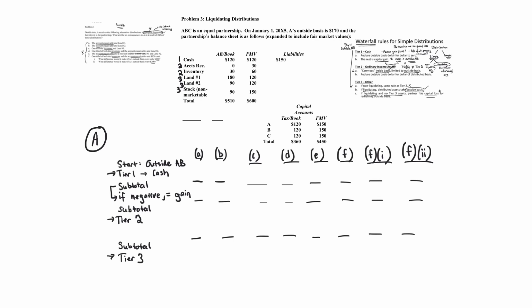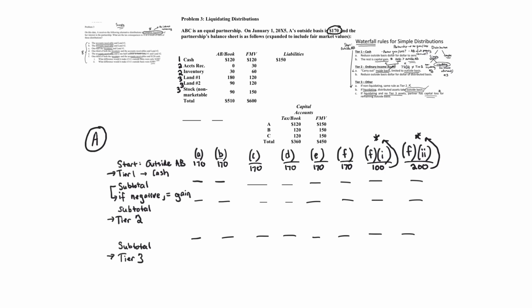Now what we're going to do is we're going to put A's outside basis. We're told A's outside basis, which is 170. We're going to put that at the starting point for A in situations A, B, C, D, E, and F. I'm not going to do it for F1 and F2 because in F1 and F2, we're specifically told what if A's outside basis was 100 in F1 and 200 in F2, so it changed that. That was the key thing. So I'll put a little star on that one because the basis changed if you want to know where that came from. Again, that was in the facts.